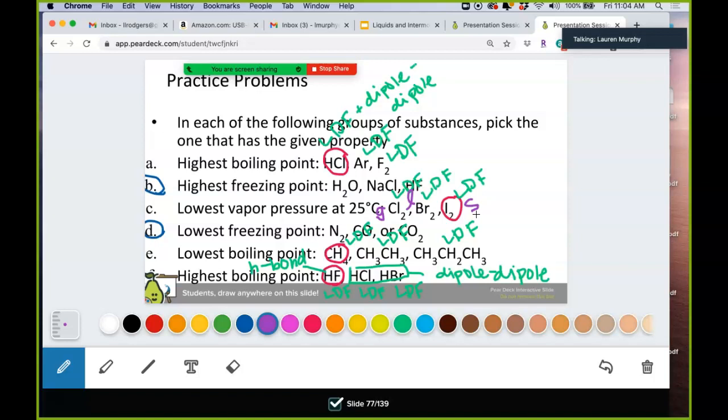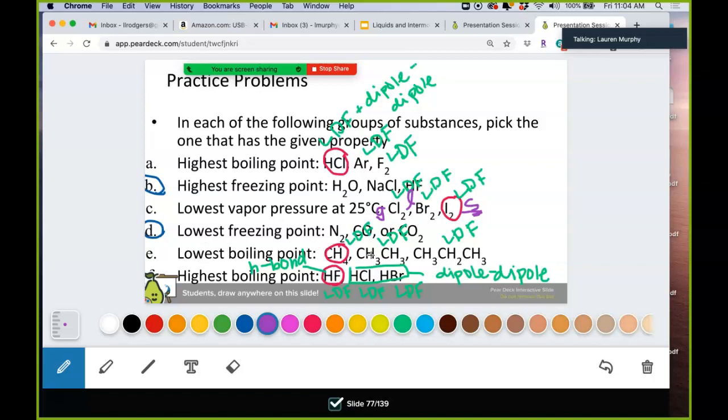And in fact, its dispersion forces are so strong that it actually exists as a solid. It doesn't have any other forces but dispersion, but those dispersion forces are so strong that it's so attracted to itself that under room conditions, it sits as a solid. Okay? Lowest boiling point. So these are all hydrocarbons.